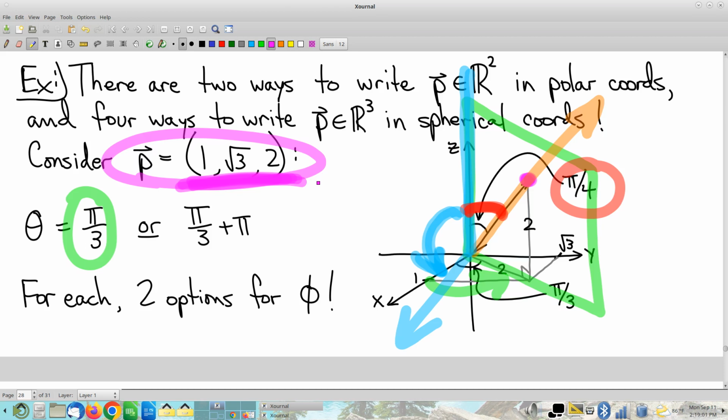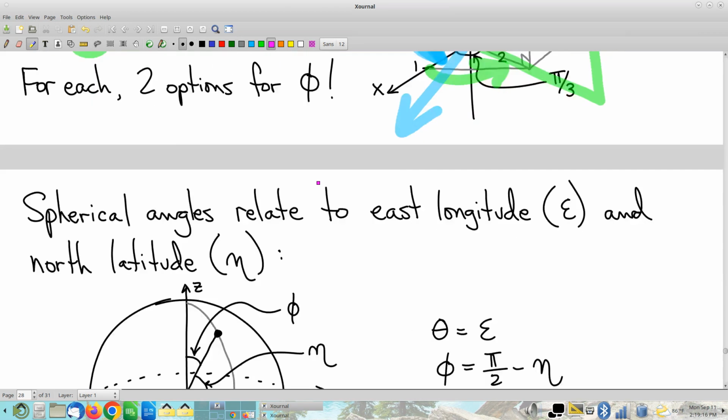Does it matter if theta is the angle from the x-axis or the y-axis? Oh yeah, it really matters. It's the x-axis. That's the overwhelming standard. Okay.